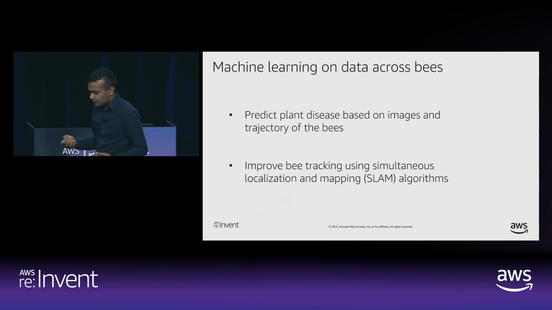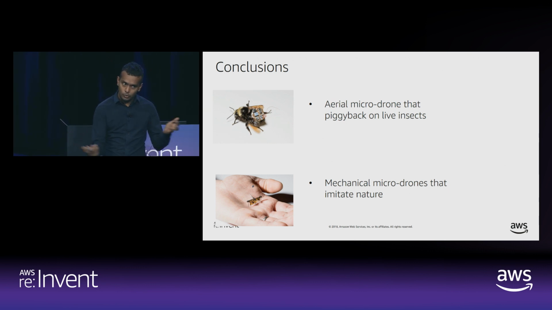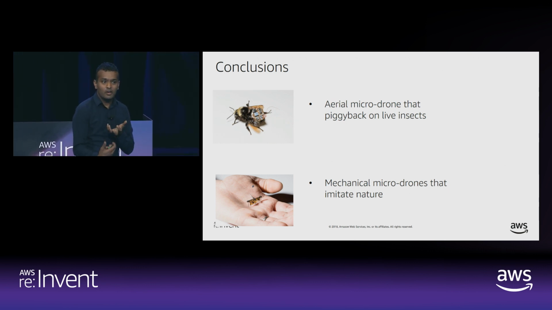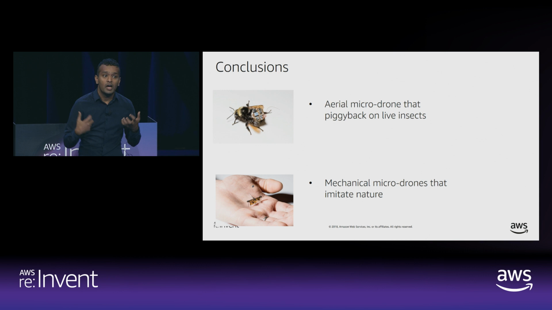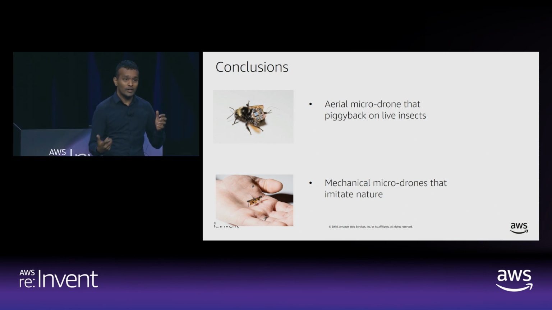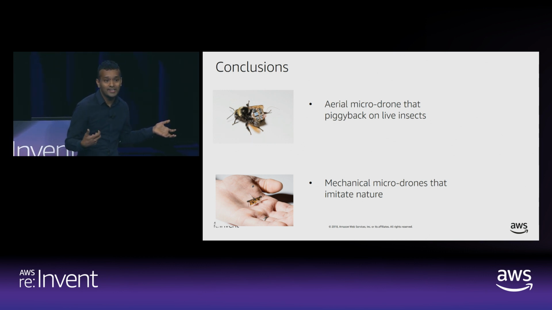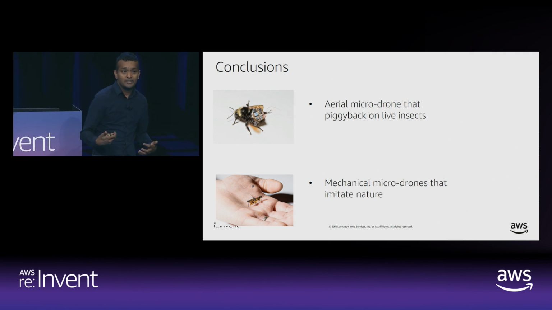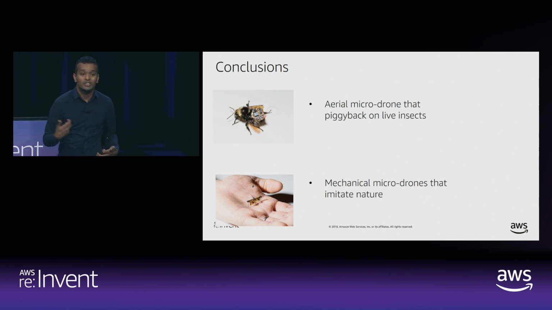So to conclude, I talked to you about two different related things which are happening in the space of micro-robotics. And what I talked about are things which we just did in the last one year. So it's very accelerated growth of what we can actually achieve in terms of these micro-drones.